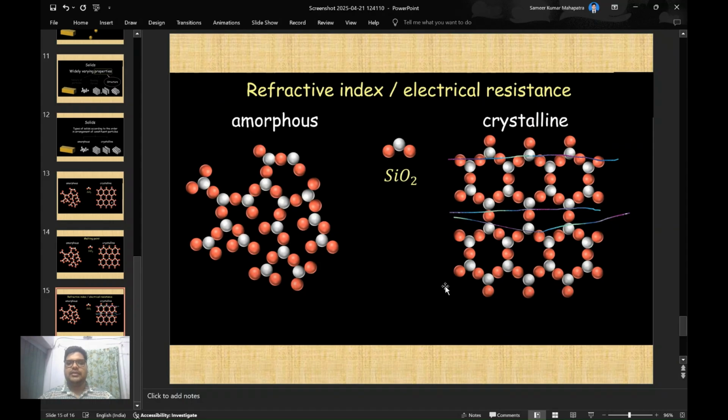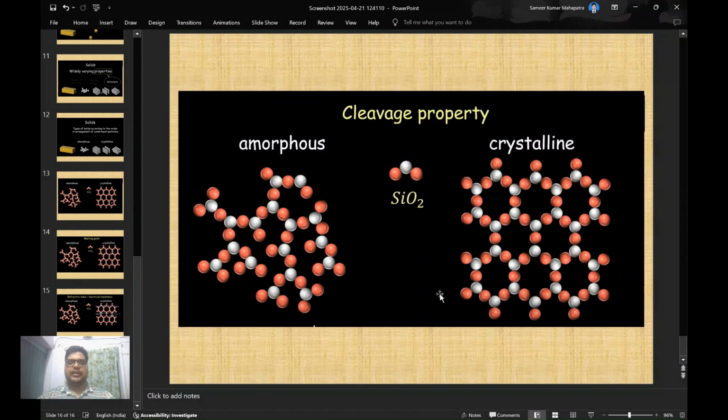So in the last, we study the cleavage property. In the amorphous solid, if we cut with a sharp tool, the result is an irregular plane. And in the case of crystalline solid, if we cut with a sharp tool, then the resulting surface is smooth because of the long range order, and the particles are not arranged randomly. Okay.